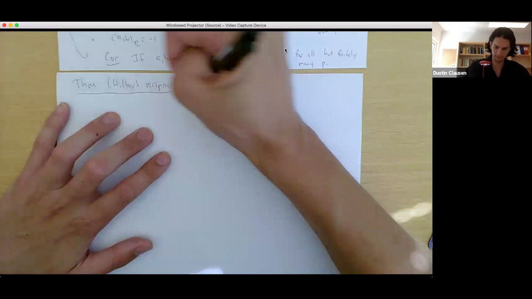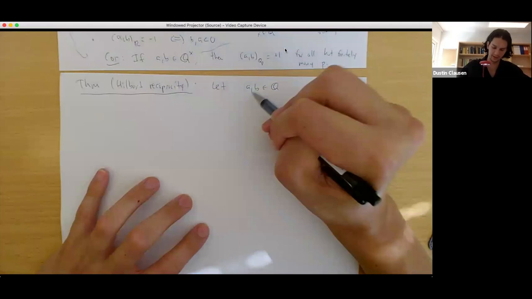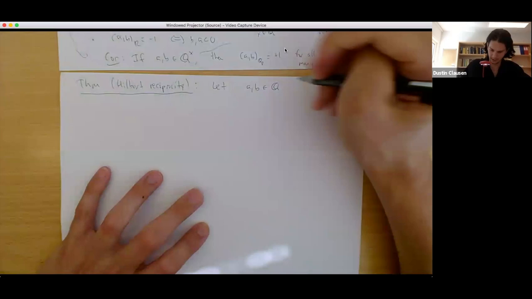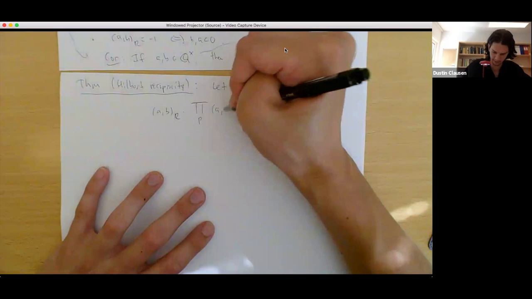So let a and b be rational numbers. We're trying to see how the different p-adic Hilbert symbols are related to each other. But for that to make sense, we have to start with something that maps to all the p-adic numbers for all p. So we start with a rational number. And then it turns out we get a non-trivial relation between the p-adic Hilbert symbols for the various completions of Q. So if you take the real symbol and multiply it by the product over all p of the p-adic Hilbert symbols, then you get plus one.